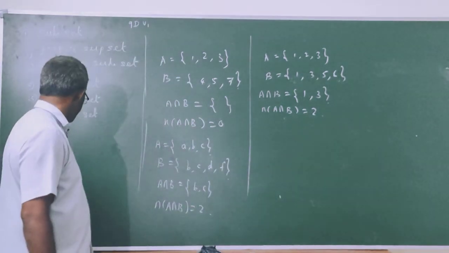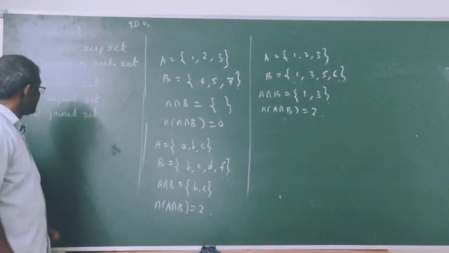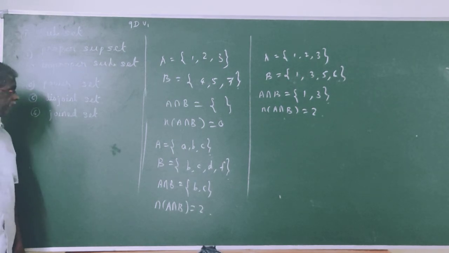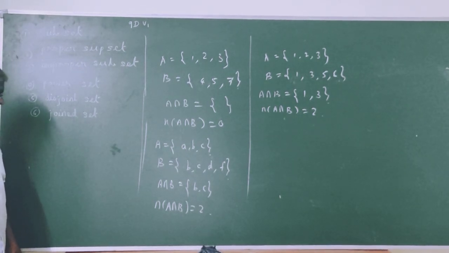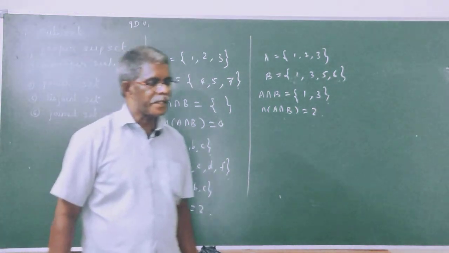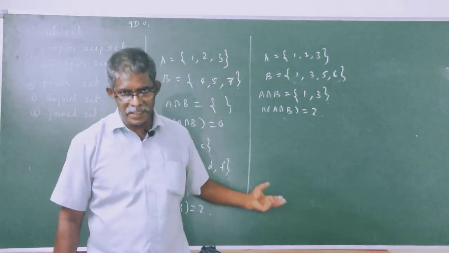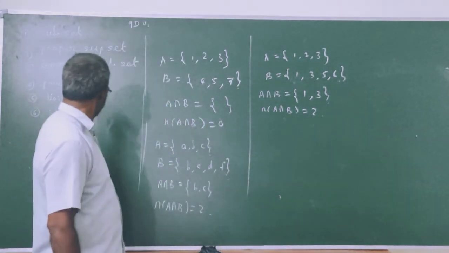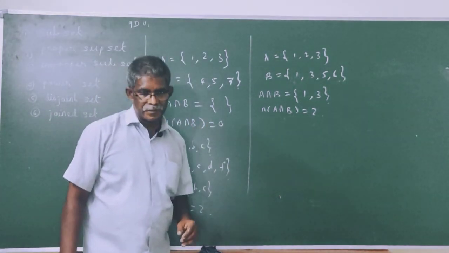So now we finished subset, proper subset, improper subset, power set, and disjoint set, joint set. I hope now you understand these 5 topics. Thanks.